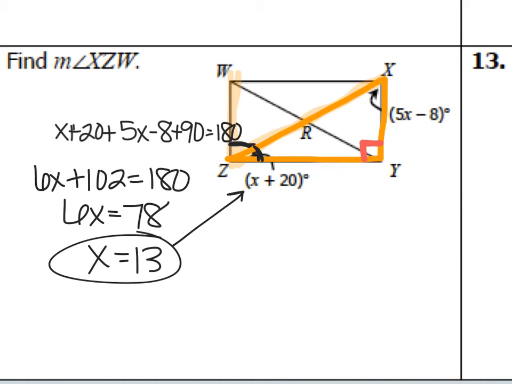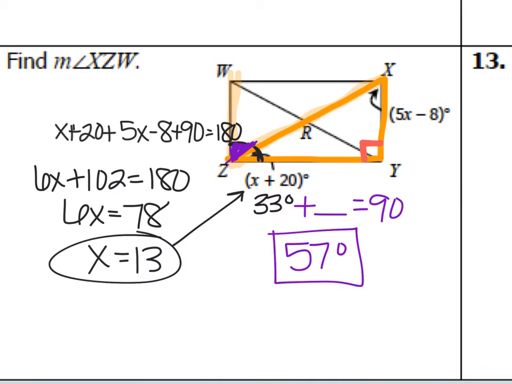So 13 plus 20 is 33. But I'm looking for the opposite side of that angle, right there in purple. Okay? So to find it, I know that 33 plus something has to equal 90 degrees. So I'm going to take 90 minus 33. Gives me a 57-degree angle. And that's my final answer.